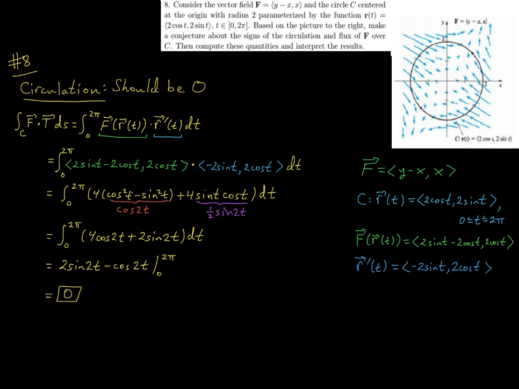So I see a cos squared minus sine squared, and I can use the double angle identity there to help us integrate this. That's just cosine of 2t. And then sine t times cosine t, I can also use a double angle identity. That's 1/2 sine 2t. So you wind up getting this combination of sine and cosine of 2t, and integrating from 0 to 2 pi is just going to give you 0. So yes, in fact, the circulation is 0 as the picture suggests.